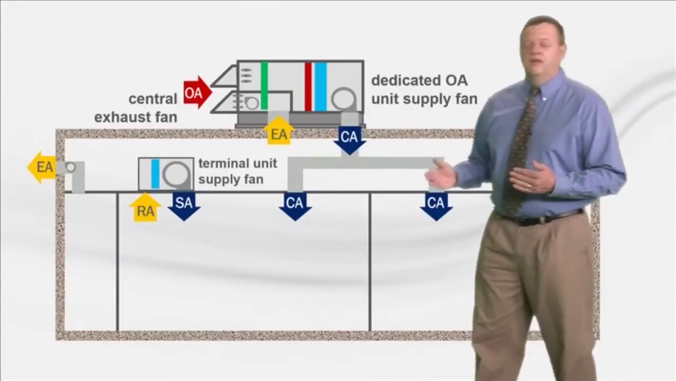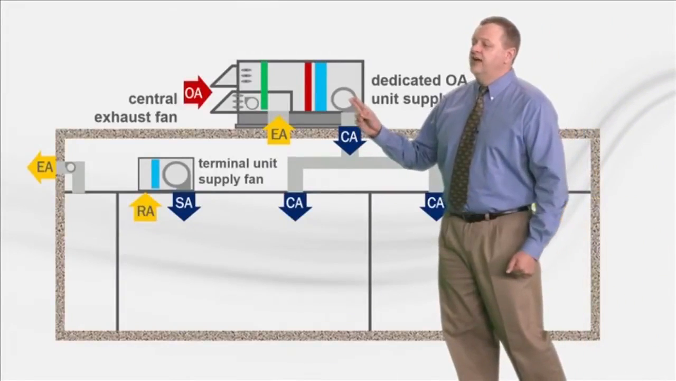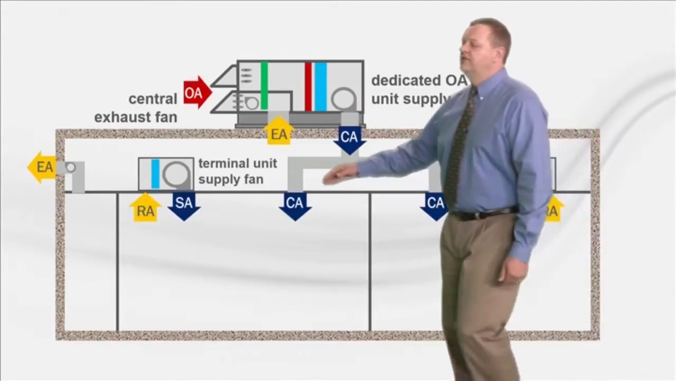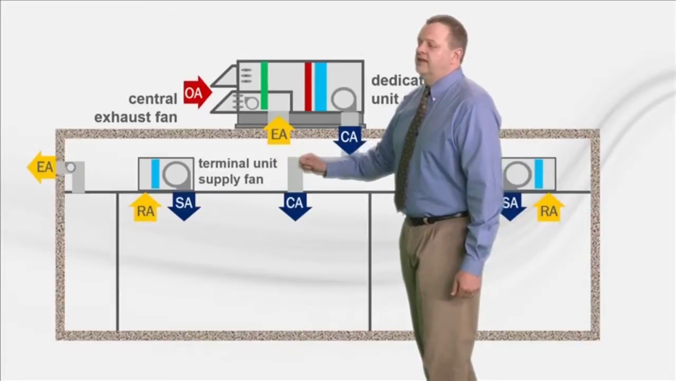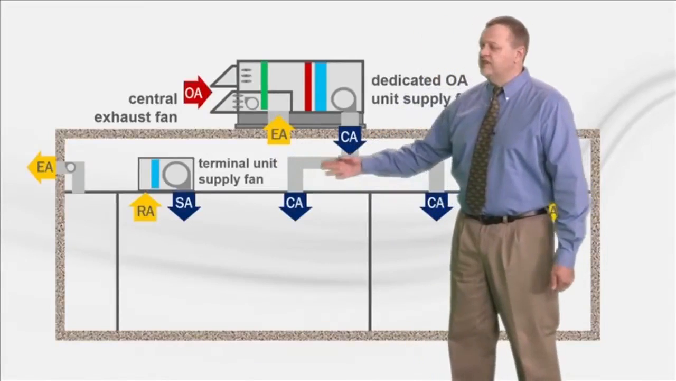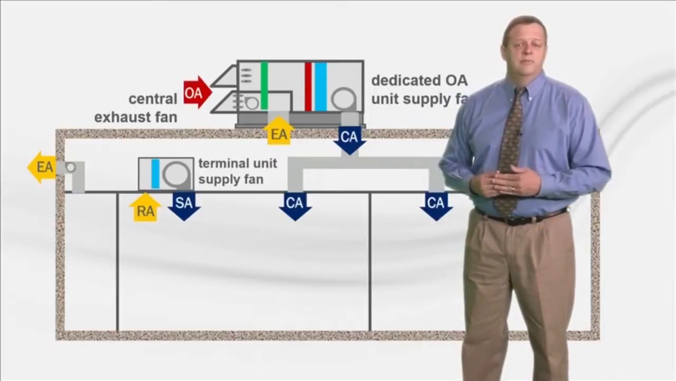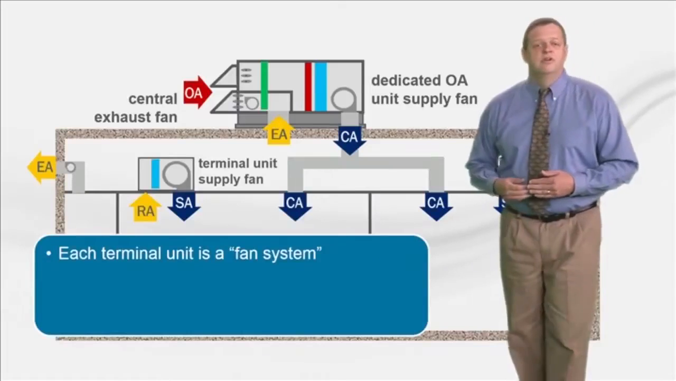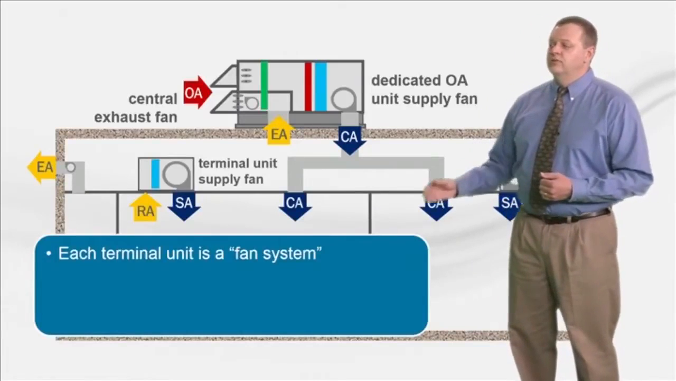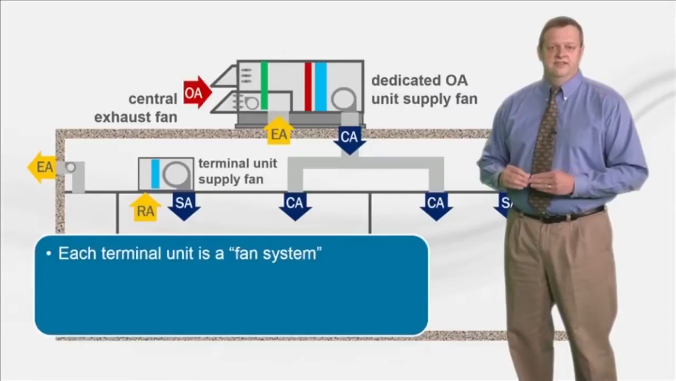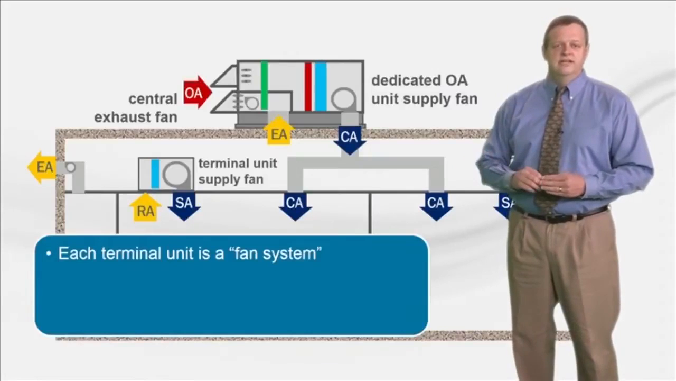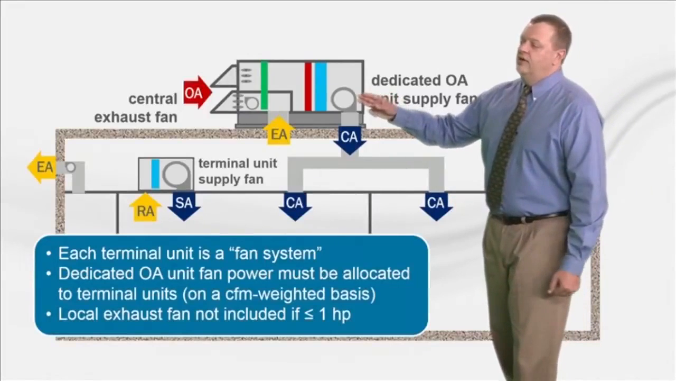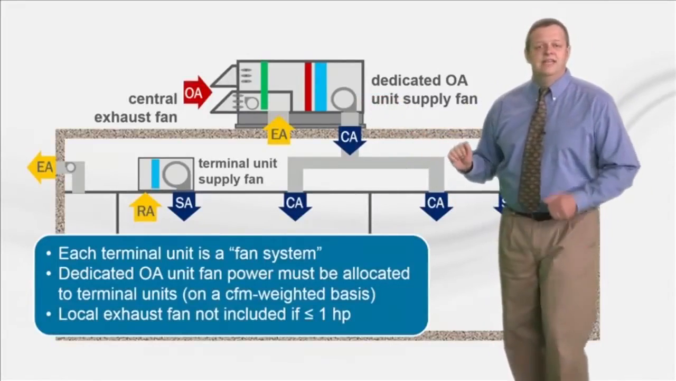Now, the last example I'll share is a dedicated outdoor air unit that supplies conditioned air to multiple zones. Each zone is equipped with some type of terminal unit that also contains a fan. This might be a fan coil, water source heat pump, VRF terminal, or something similar. For this configuration, the 90.1 user manual clarifies that each terminal unit is considered a separate fan system because each has a separate cooling or heating source.